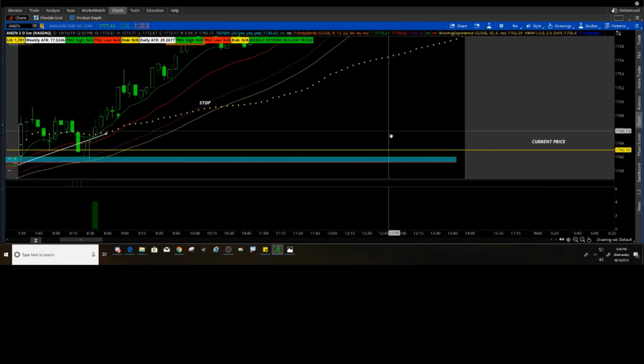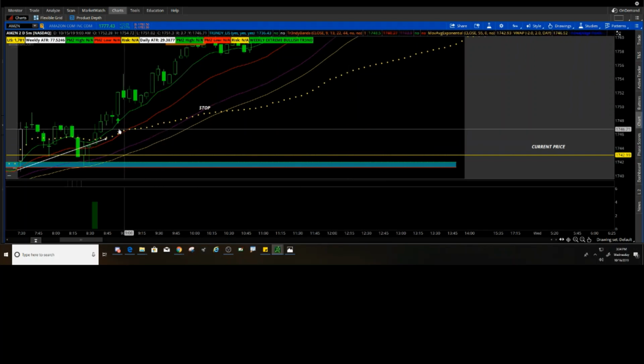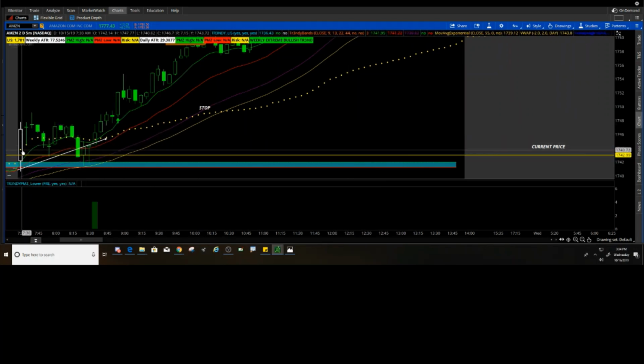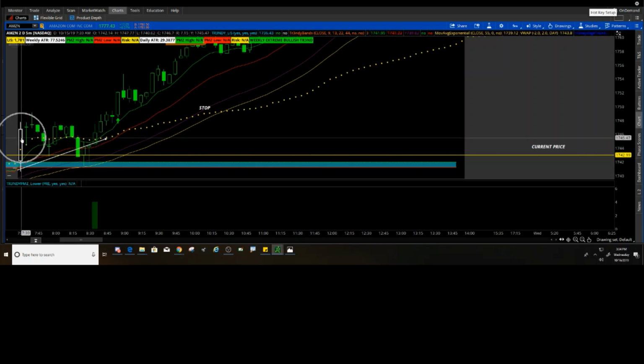Now, is it that simple? Do we just take a trade because the price is above a box? No. We're looking for other factors. So again, just to reiterate, I'm looking for a reclaim of the VWAP. I'm looking for our EMAs to be underneath price. For example, this candle here, and this example of this candle here.